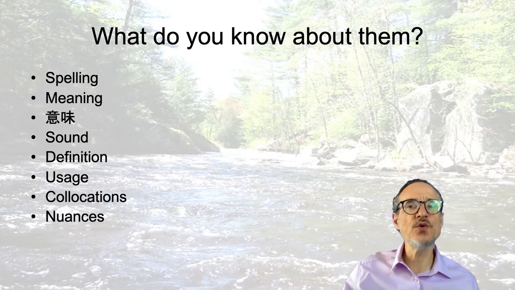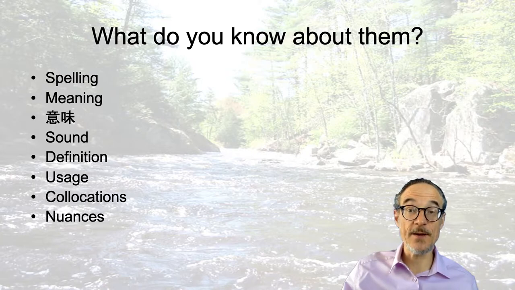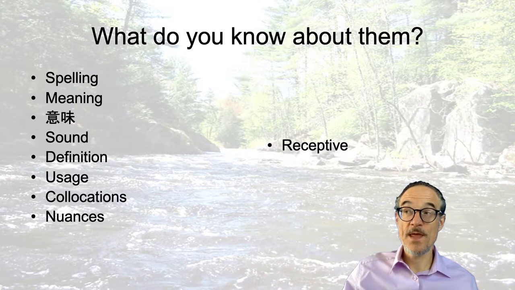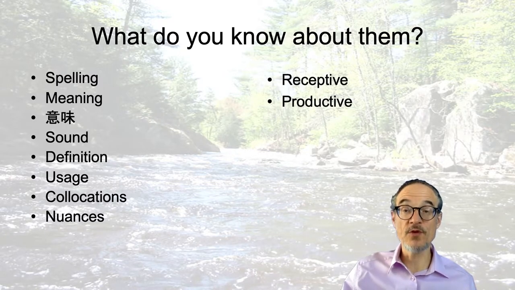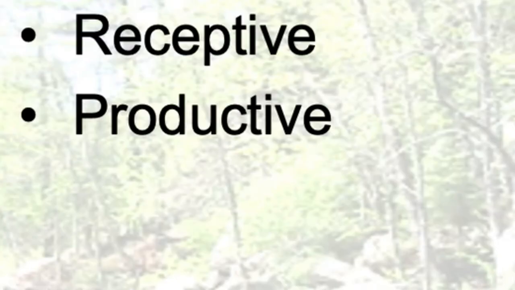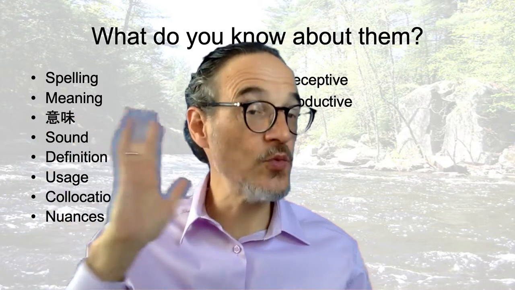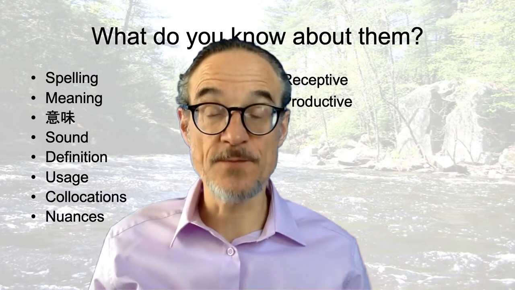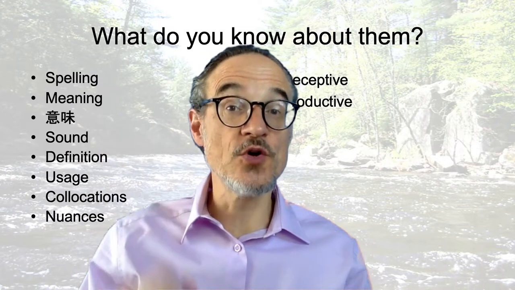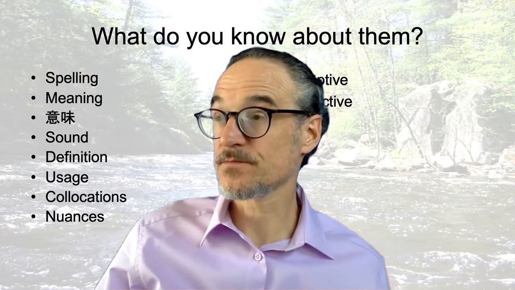And how about nuances? Some words have a positive meaning. Some words have a negative meaning. Do you know if the word has a positive meaning or a negative meaning? In general terms, when we're talking about knowing words, we have what's called receptive and productive knowledge. So there are some words that, if we hear the word, we understand it. That's receptive, or if we read a word, we understand. Whether we can say the word or write the word, that's productive.